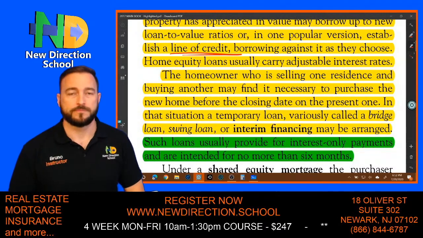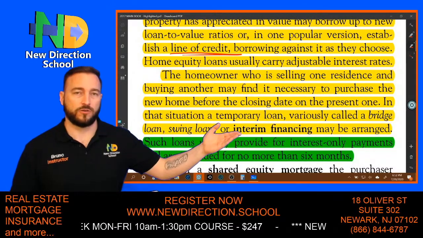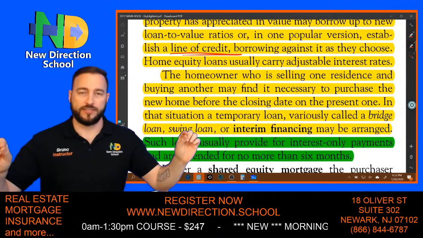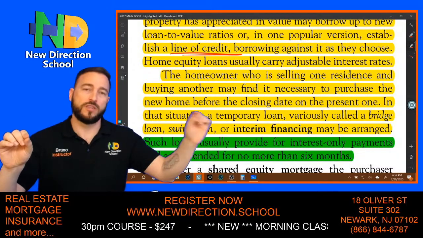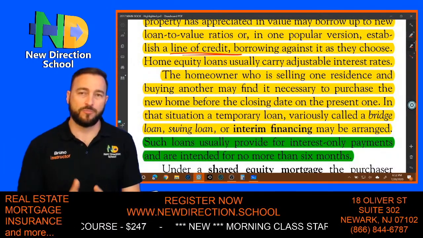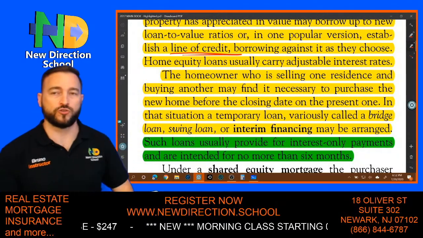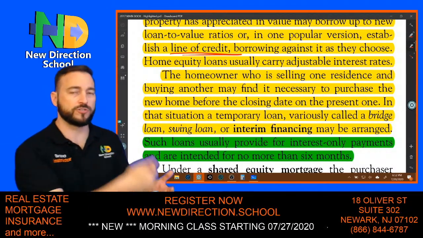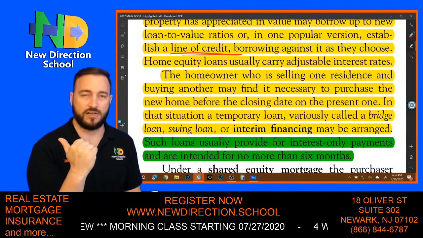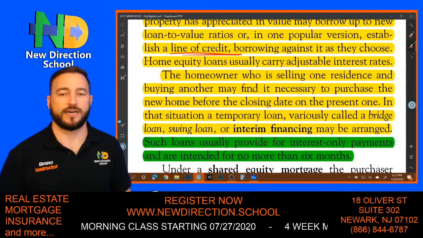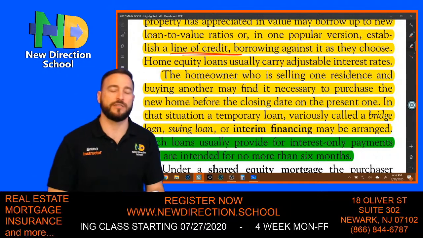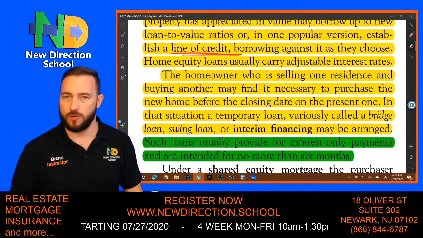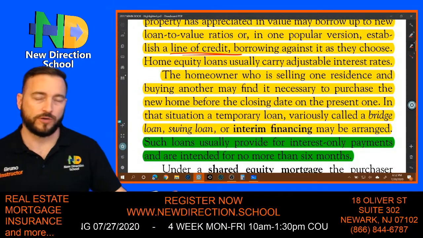You still did not sell yours, but you really need to close on this one. What do you do? You get what's called a swing loan, or interim financing, or bridge loan. What is a bridge? It connects two points. So in this case, it connects the sale of your house with the purchase of your other house. It's a temporary loan, no more than 6 months, and usually with higher interest rates and interest only as well, but it allows you to close on a property you're buying while you're waiting to sell the property you're selling. You guys got it? This is an in-between bridge, interim, swing loan, whatever you want to call it. They all mean the same. It helps you move forward while you're waiting for something.